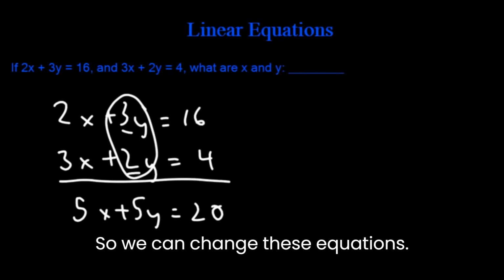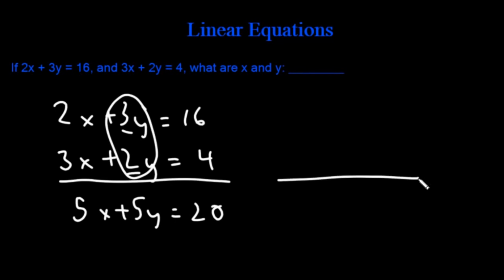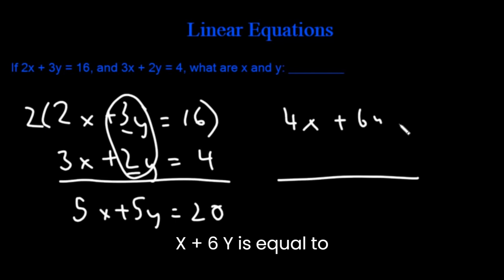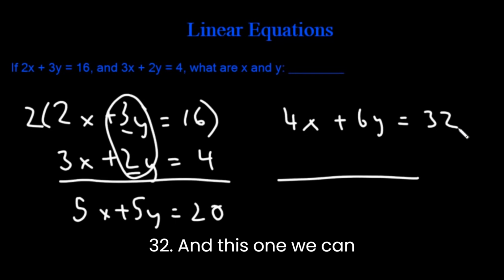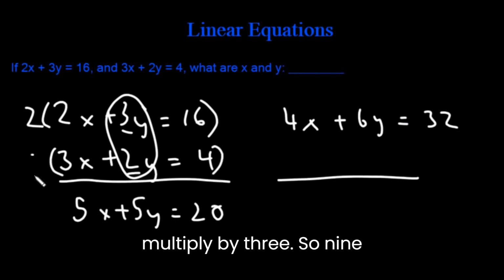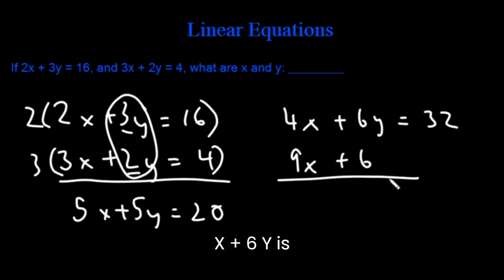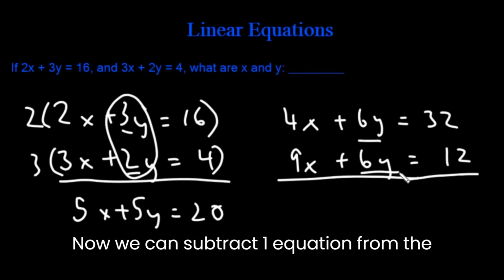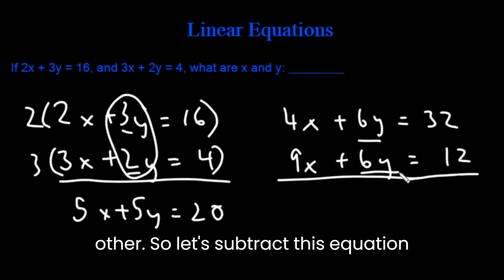So we can change these equations. So we're going to multiply this entire equation by 2. So this will become 4x plus 6y is equal to 32. And this one we can multiply by 3. So 9x plus 6y is equal to 3 times 4 is 12. So we have the same coefficients. Now we can subtract one equation from the other. So let's subtract this equation from the top one.